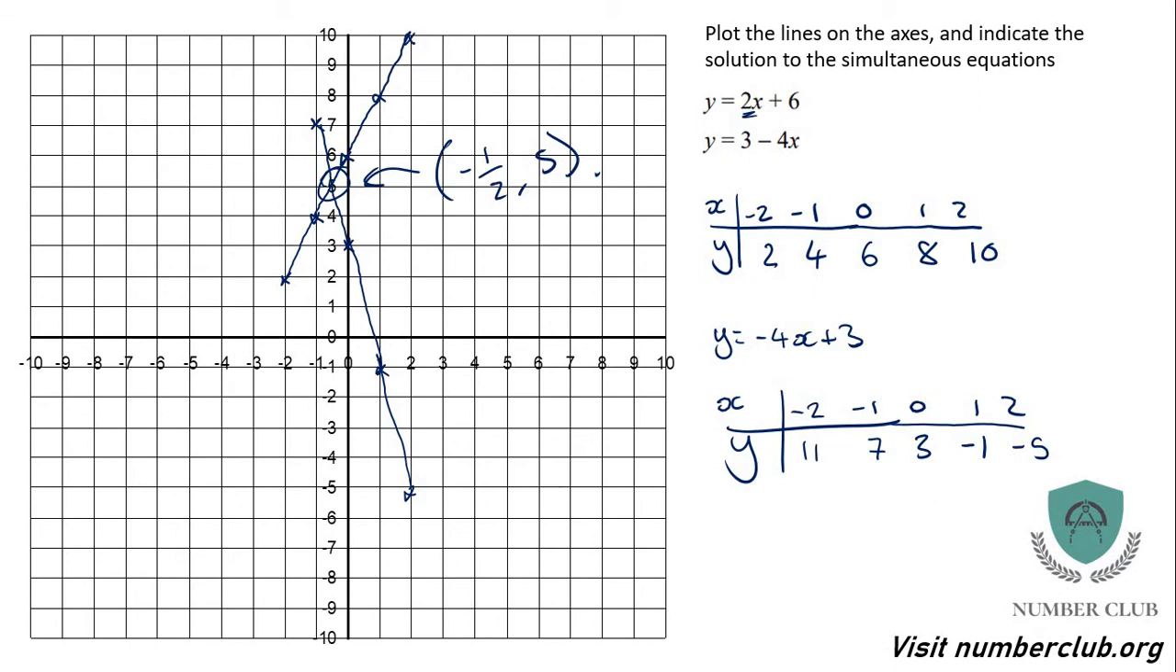If you're ever asked, say, if we called this line 1 and called this line 2, when is it that line 1 is greater than line 2? It would be when x is greater than negative 1/2. Okay, you could be asked things like that. So when is it that line 1 is greater than line 2? Well, it'll be when it's above it. Okay, moving on.